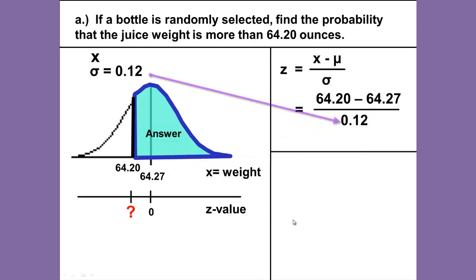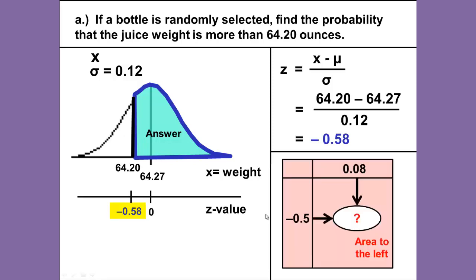Use your calculator to find that value, remembering to follow your order of operations. That gives us a negative 0.58. Notice that it is negative because it is below 0. That gives us our z-value. We will then look up that z-value in our table.